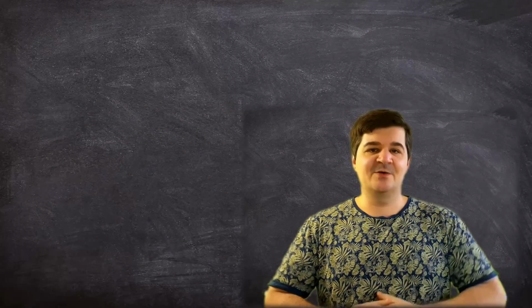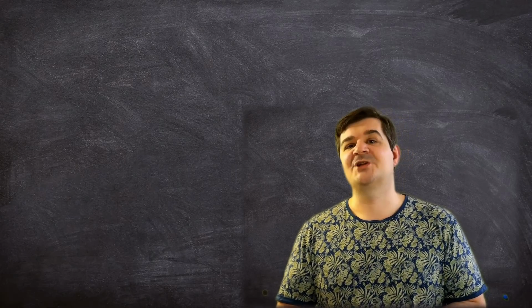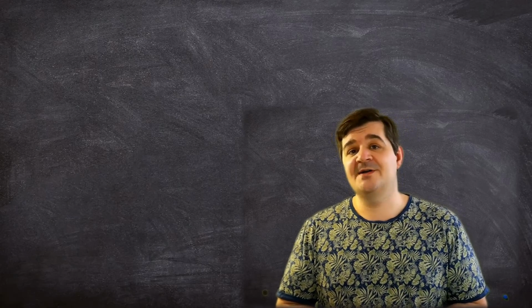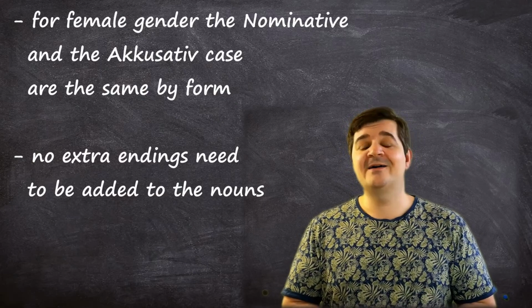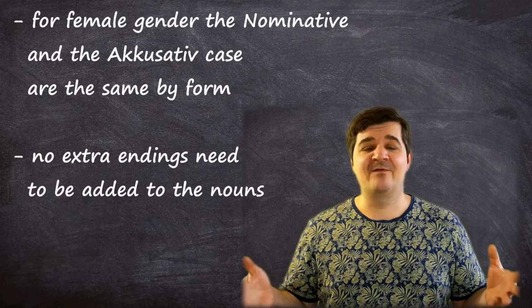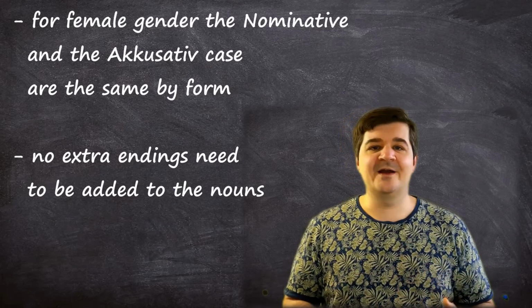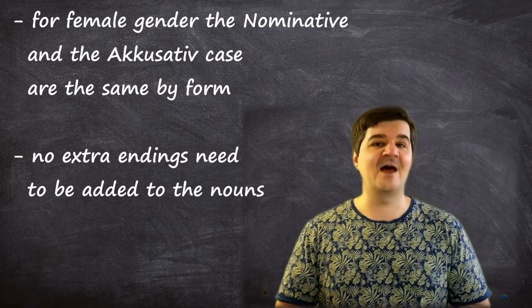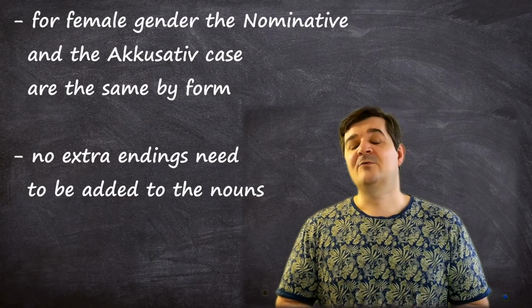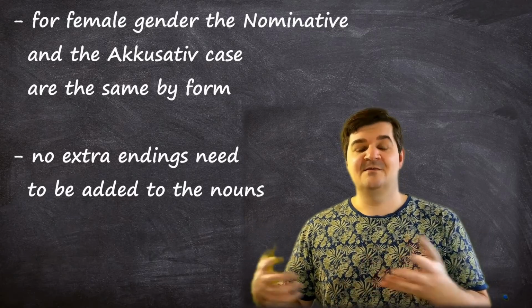Why did I say that we will have a pretty quick journey today with the female gender? Yes, it's because the nominative and the accusative case are exactly the same by form. So we don't have to change our article or put some extras on the end of the noun. We will simply reuse the nominative way, but in a different sense.